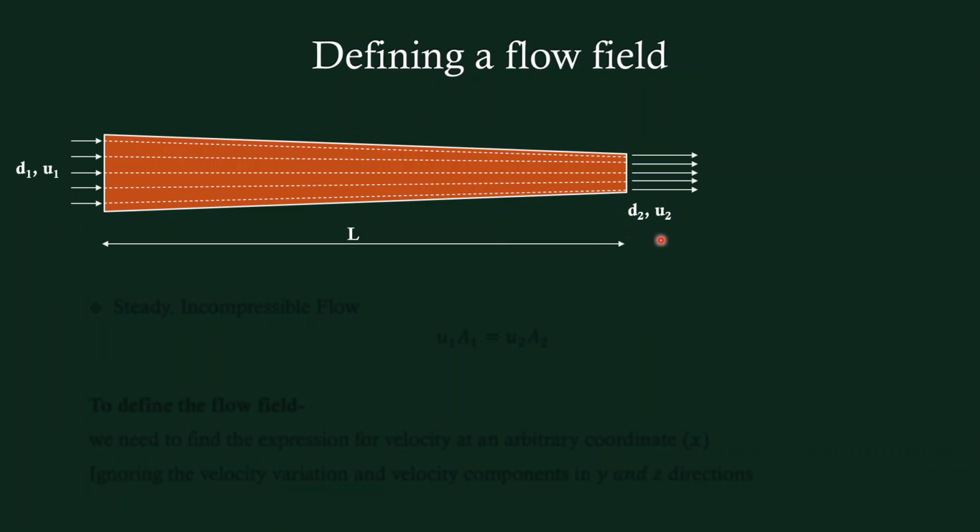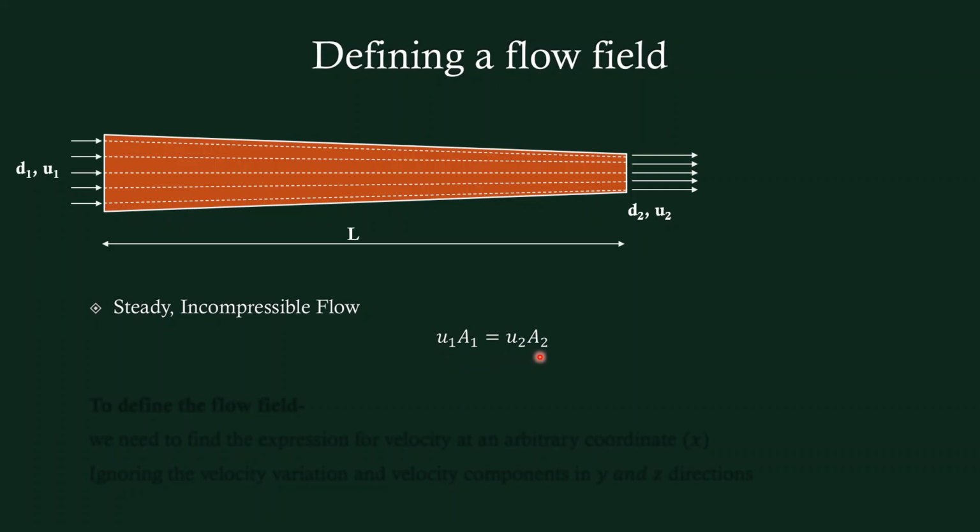Now, for simplicity, let us consider steady and incompressible flow. If it is steady and incompressible flow, that means u1 at this point is not changing, and u2 again is not changing. The geometry is obviously fixed, and since it is incompressible, we can write the continuity equation like this: u1A1 equals u2A2. Velocity into area equal to velocity into area.